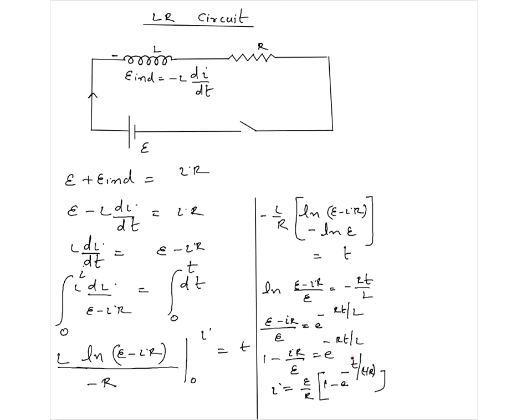But then it increases. So at t equal to 0, an inductor is an open circuit. It won't allow. But when you put infinite for t, e to the power minus infinite is 0. So I is E by R.